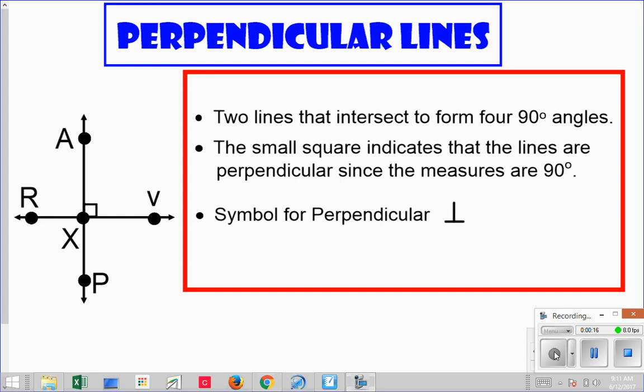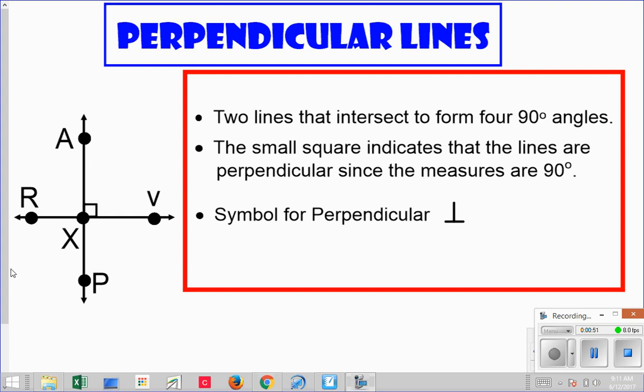So if you take a look at the diagram here, we do have perpendicular lines because we can see the marking here. We know that that square means that the angle there measures 90 degrees. Because it's a linear pair with this other angle and this other angle and this other angle, we can see that all four of those angles measure 90 degrees. So when we have four 90-degree angles that are formed from these intersecting lines, those lines are called perpendicular.